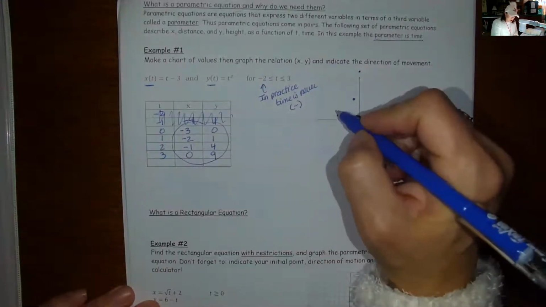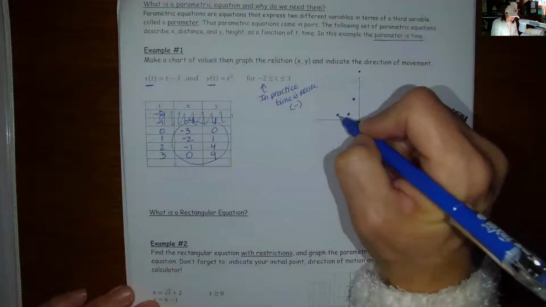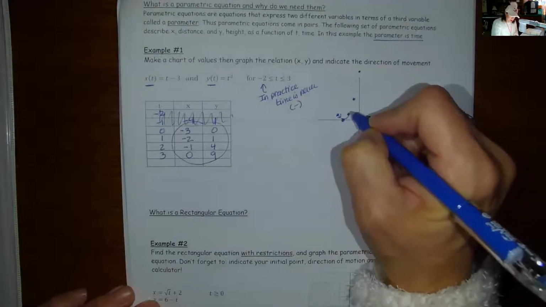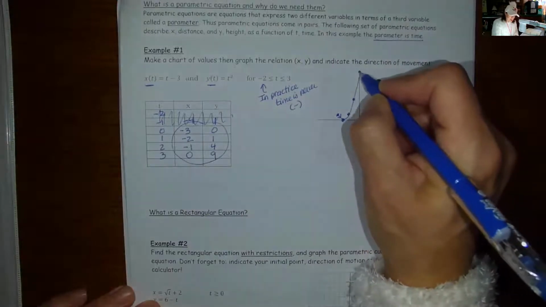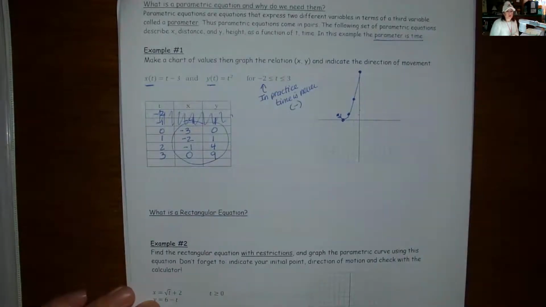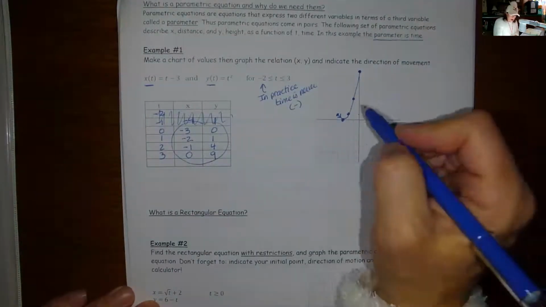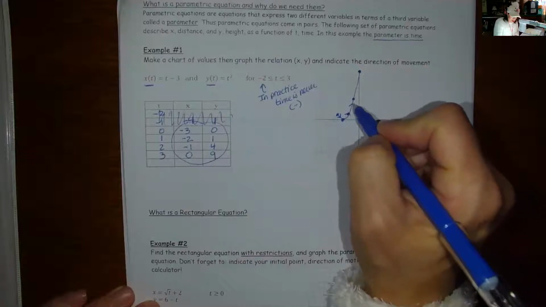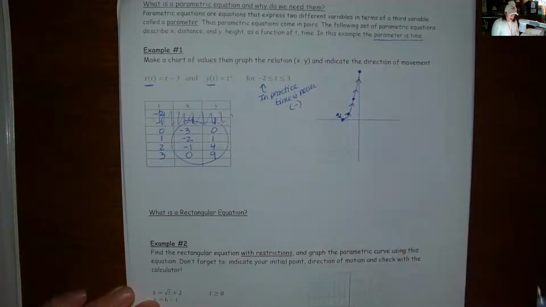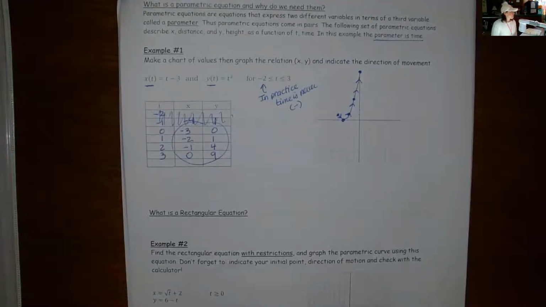The one thing you need to do is where you start and we draw arrows. You draw your graph in. Now it stops right here because we said that time only goes to 3 seconds. But when you draw one of these, you always put arrows to show which direction it's going, right? When you throw a ball, you need to know which way it's going.